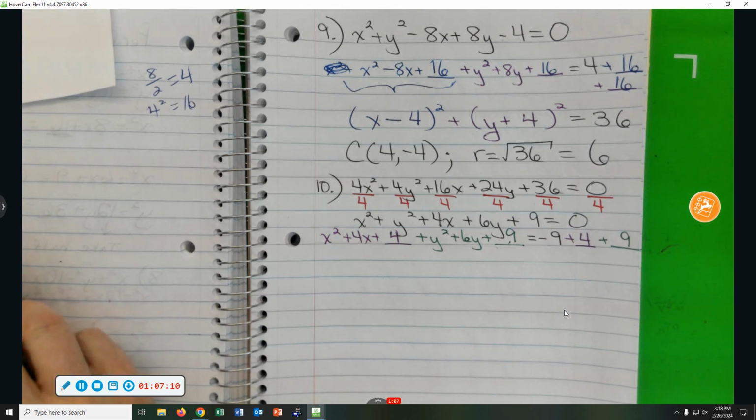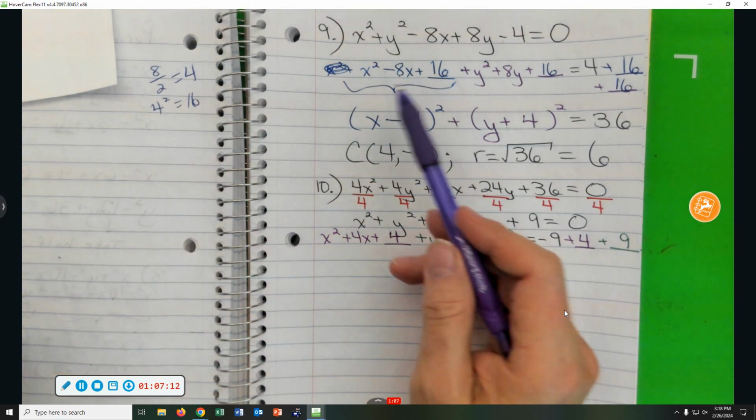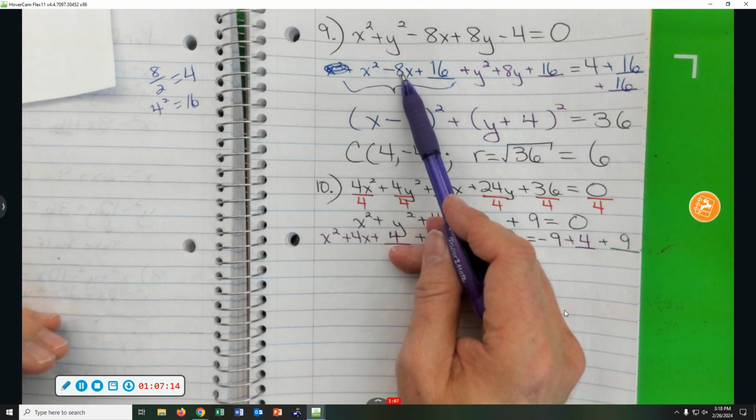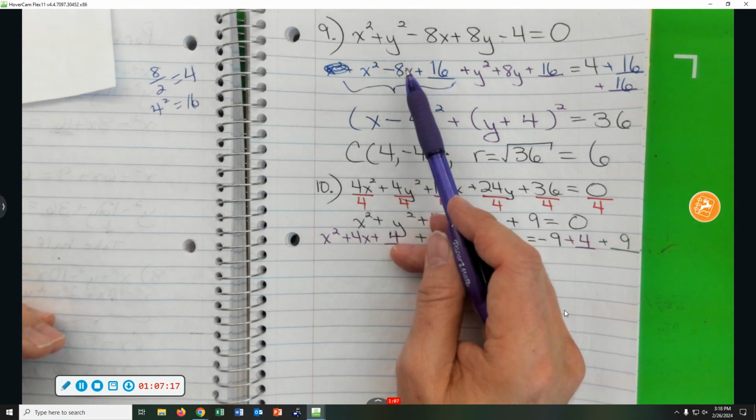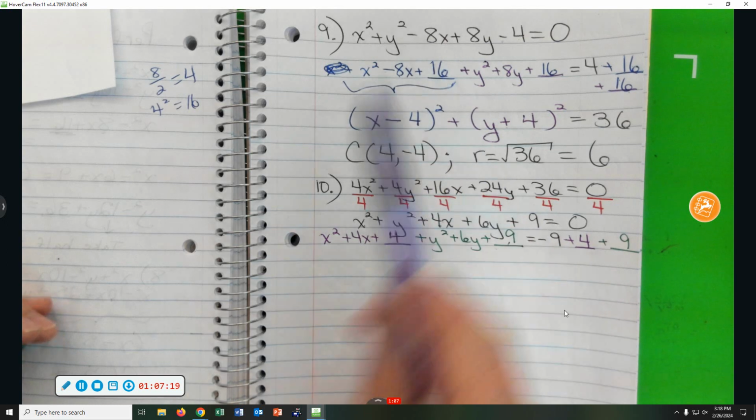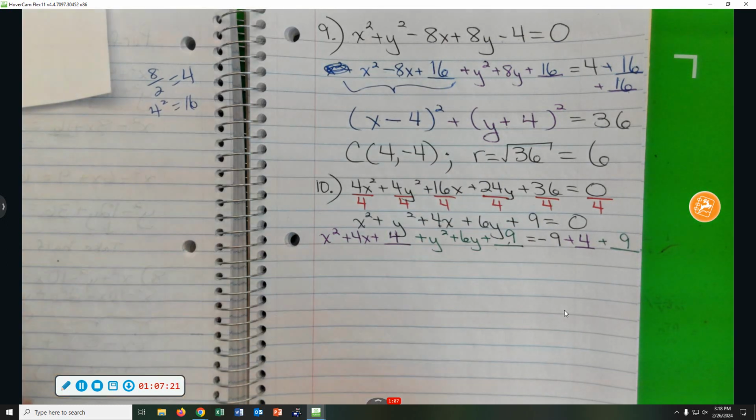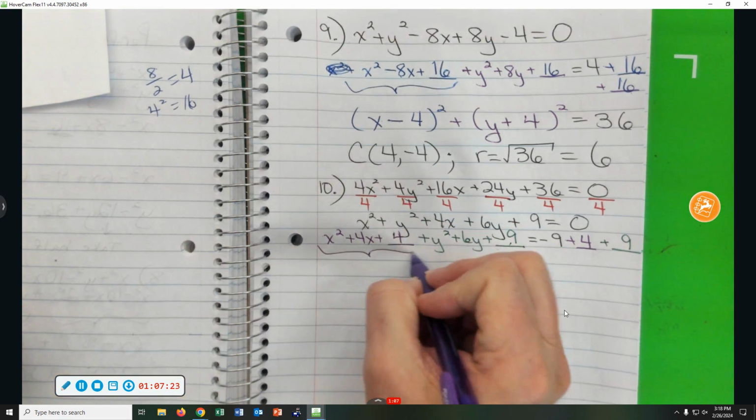So you always divide it by 2, right? That's what you do. Just like here, you divide by 2. 8 divided by 2 is 4. Then 4 squared, that's where you got the 16. So we'll group the x terms together.